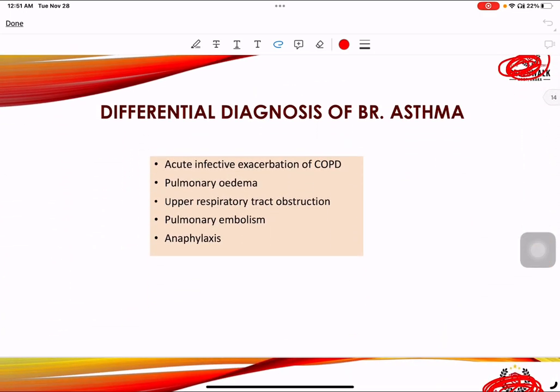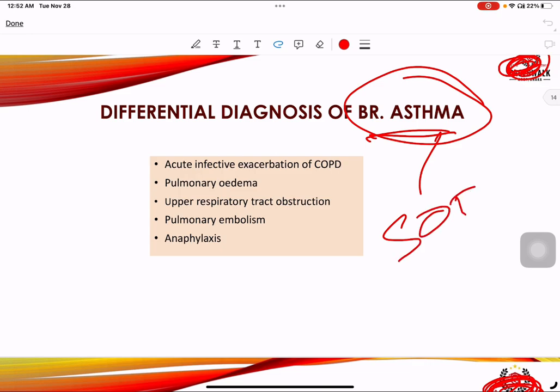So now I am going to discuss bronchial asthma. Bronchial asthma is a very important cause of shortness of breath in the outpatient department. So what are the differentials of acute severe bronchial asthma? The patient may have an acute infective exacerbation of COPD. It may be pulmonary edema, upper respiratory tract obstruction, pulmonary embolism, or anaphylaxis. So these should be the differentials of acute severe bronchial asthma in an emergency setup.